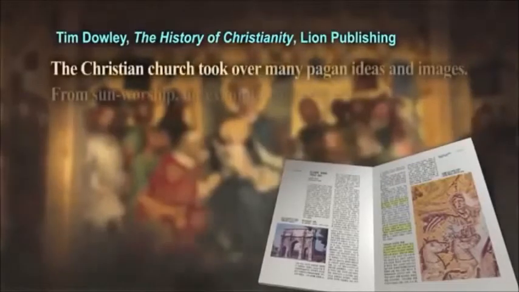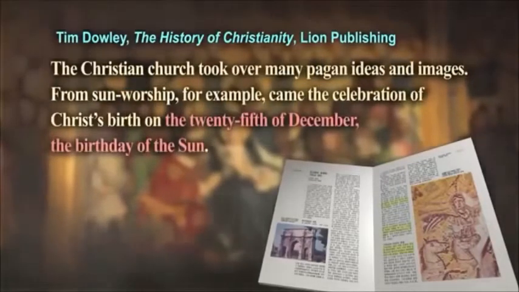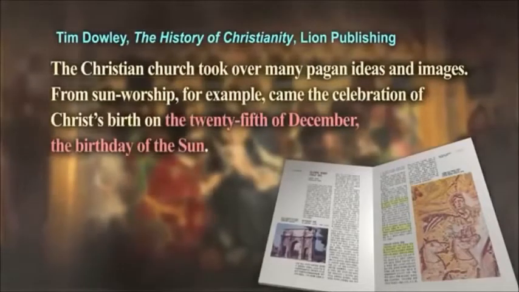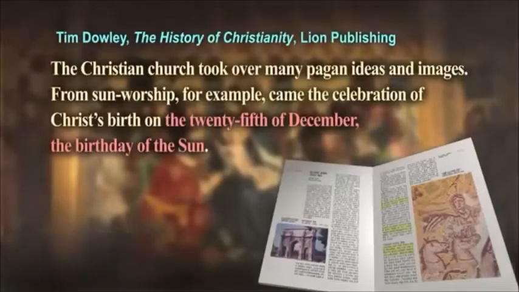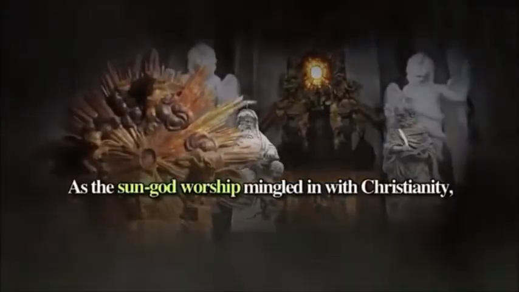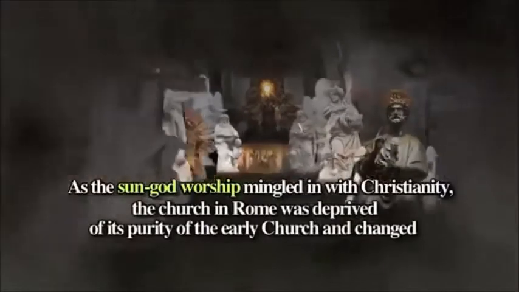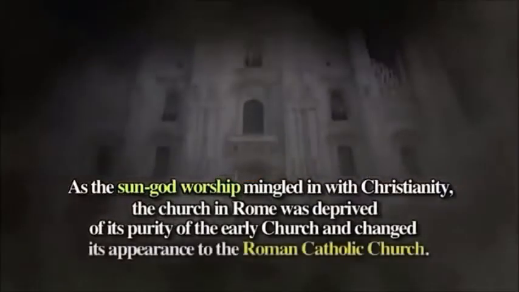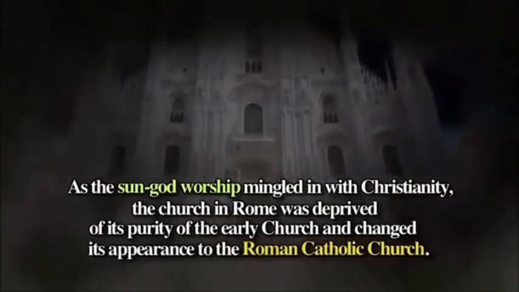The Christian Church took over many pagan ideas and images. From sun worship, for example, came the celebration of Christ's birth on the 25th of December, the birthday of the sun. As the sun god worship mingled in with Christianity, the Church in Rome was deprived of the purity of the early Church and changed its appearance to the Roman Catholic Church.